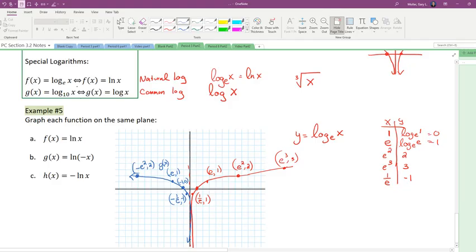And h of x would be, let's go green. h of x would just be a reflection over the x-axis. So it would be the red reflecting to the black.